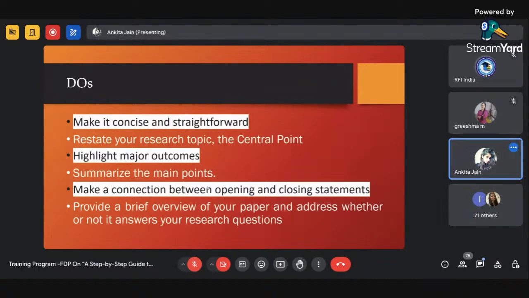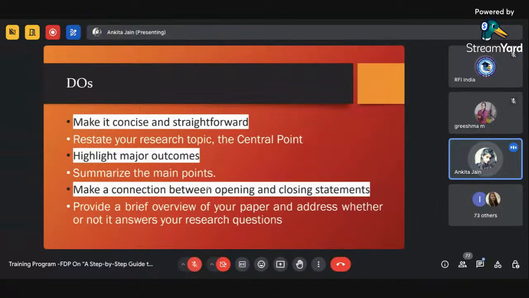Do's: make it concise and straightforward. As I have told you, a single paragraph or two paragraphs are enough when writing a research paper's conclusion. It should not be very lengthy. Try to write your conclusion objective-wise. Then restate your research topic, the central point of that particular study. Then highlight the major outcomes. Whenever we write the findings, you write major findings like this. In the conclusion, highlight the major outcomes that were there.